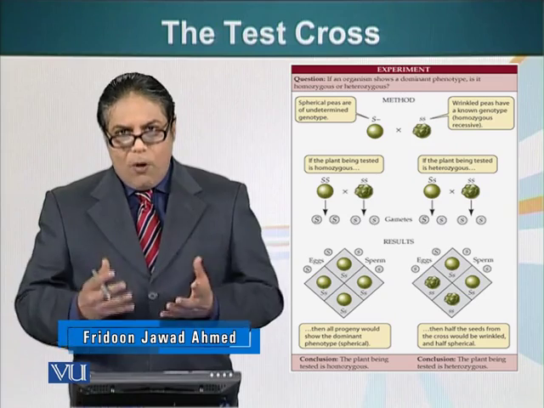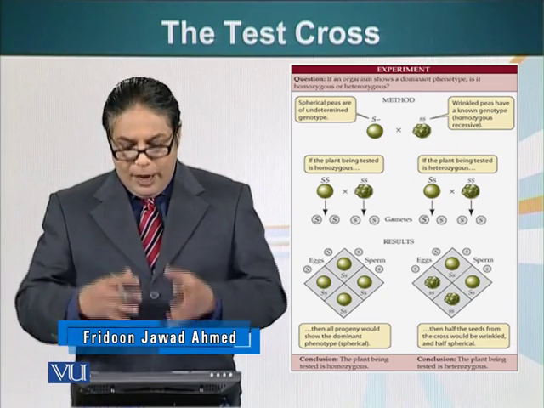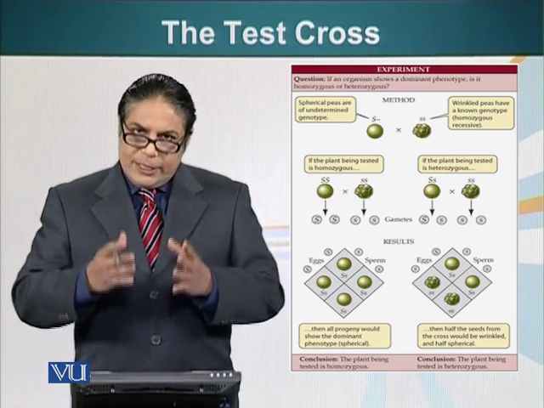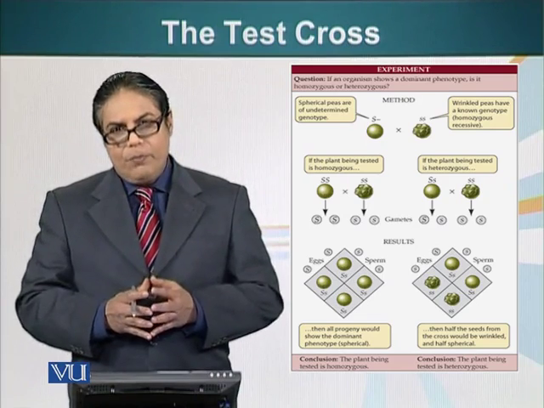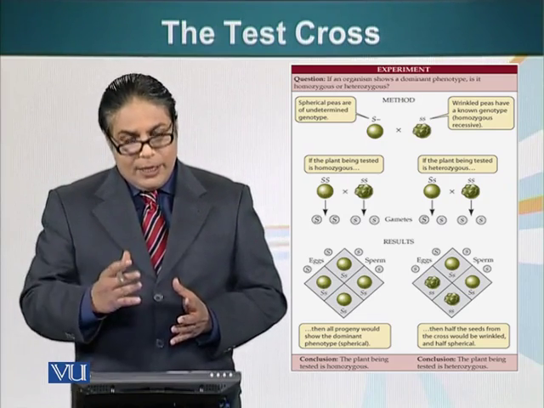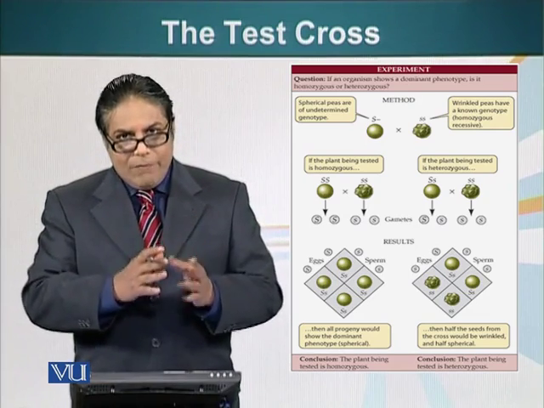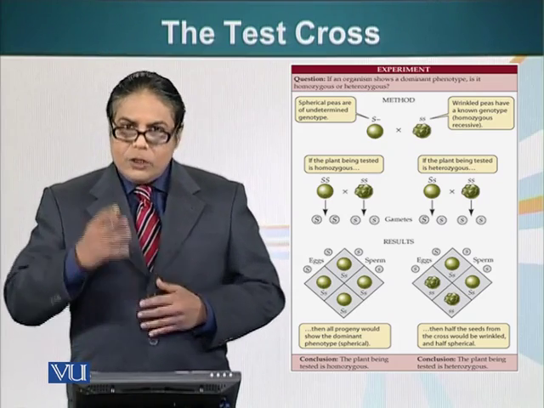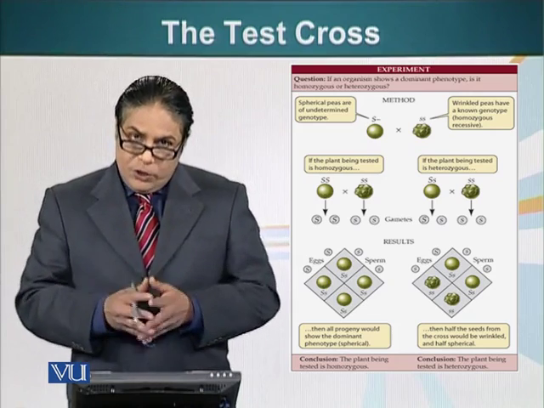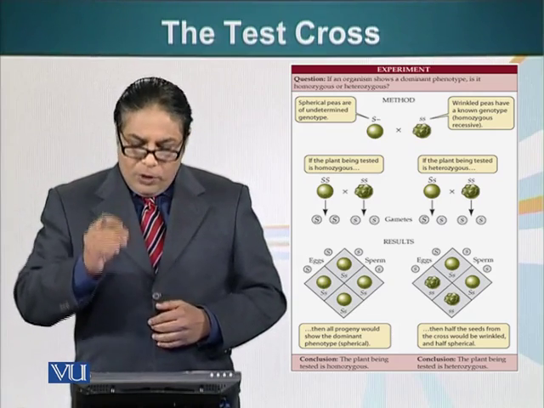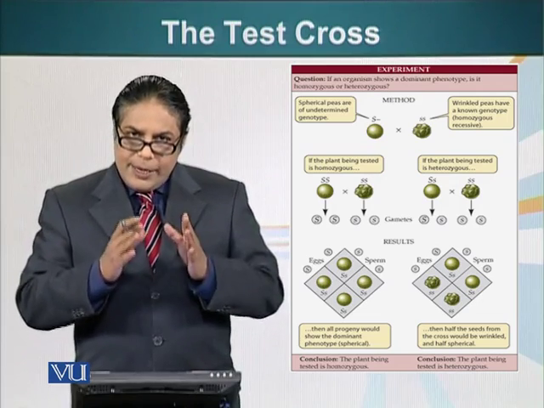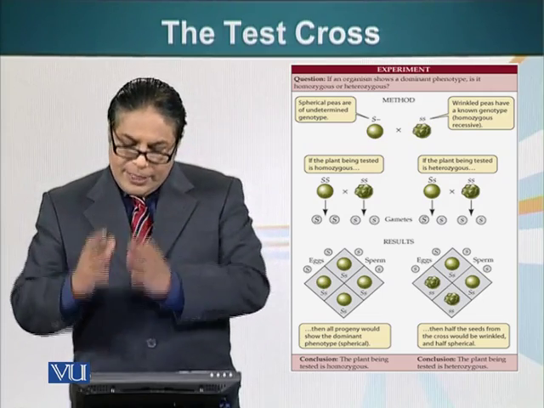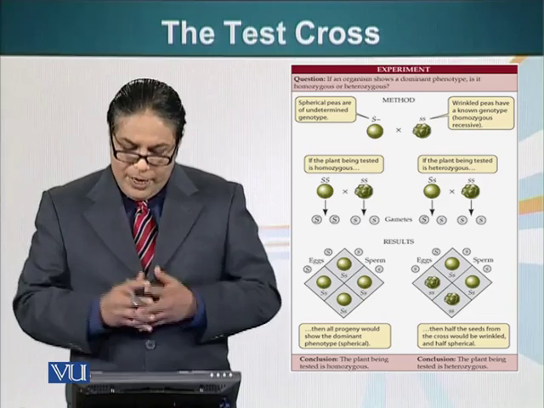Test cross is performed to ascertain the genotype of an unknown individual. In this case, our individual is a plant with round seed. We know that this plant could be homozygous or heterozygous, meaning it can have two capital S genes or one capital S and one small s gene. So how would we know what the actual genotype of this plant is? In order to determine that, we do the test cross. Test cross is between an individual of unknown genotype with the homozygous recessive of the same trait.